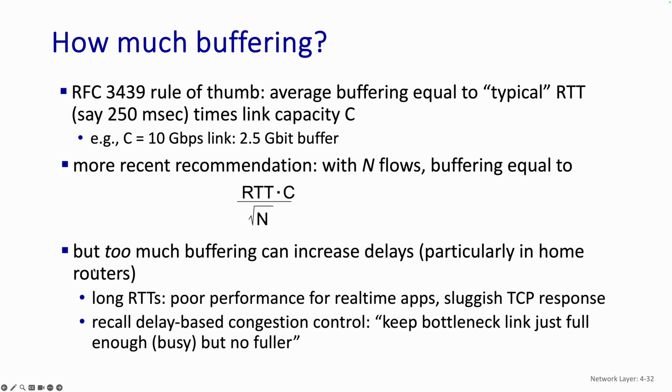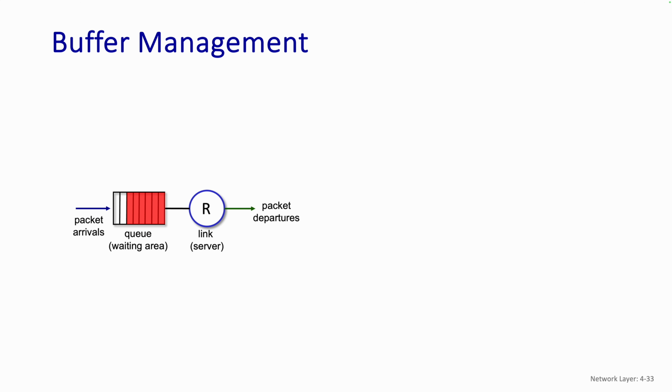And of course, we talked about this already. If you have too much buffering, then you increase the delays, and that's not great. You have sluggish TCP responses, so we don't want it to be too big. So how do we manage this buffer? I tell you this just because I find it interesting. We're not going to go into very much detail about this.